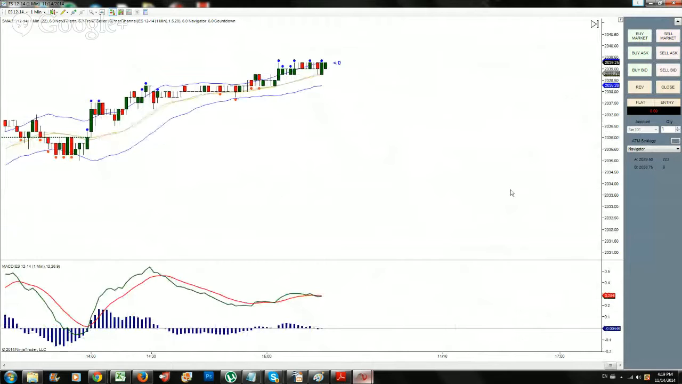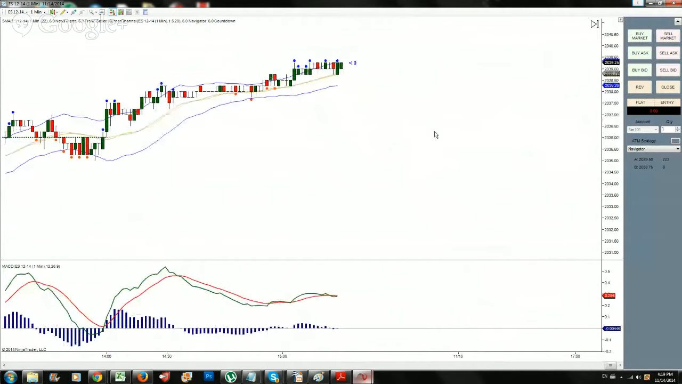So that's basically it as far as that. And this is NinjaTrader, so really easy to use. So buy is obviously to go up.